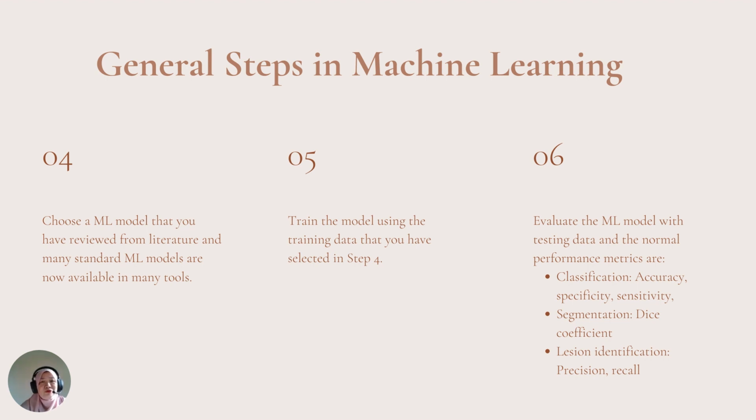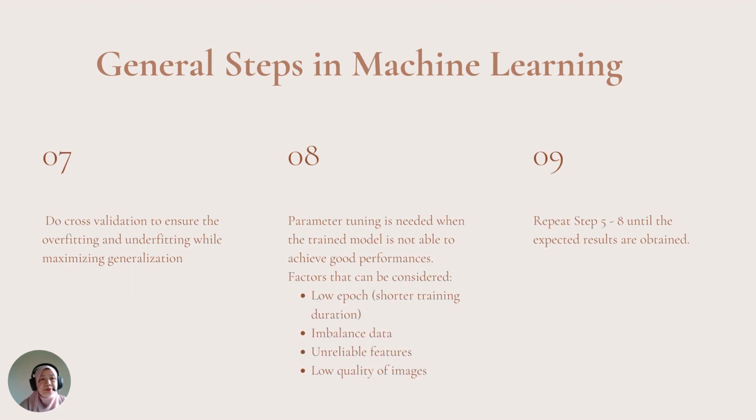The normal performance metrics are, for classification, accuracy, specificity, and sensitivity. For segmentation, we are talking about the dice coefficient. We would like to know the differences between the area segmented by machine learning and the area segmented by the radiologist. And for lesion identification, normally we measure in terms of precision and recall.